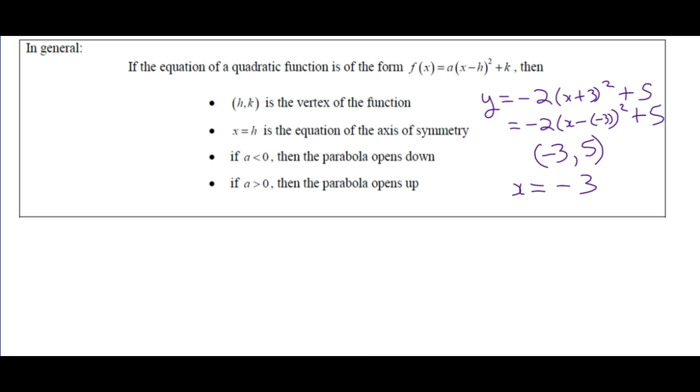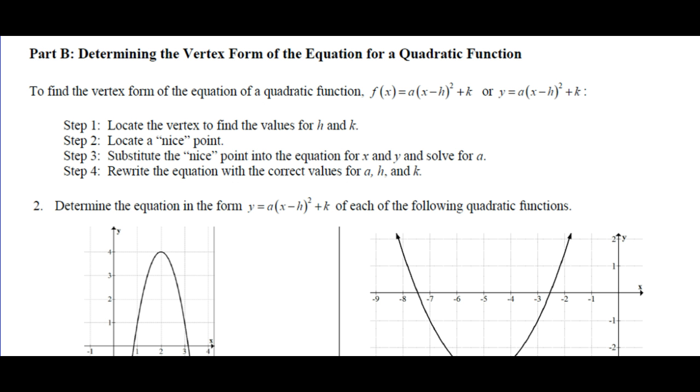Questions? That's just summarizing what we've just done. Determining the vertex form of the equation of a quadratic function. To find the vertex form of the equation, y equals a bracket x minus h quantity squared plus k, or f of x equals, right? So it could be an f of x or it could be a y. All that's saying is just vertex form. This is expressed as a function, and this is just y equals. Okay.